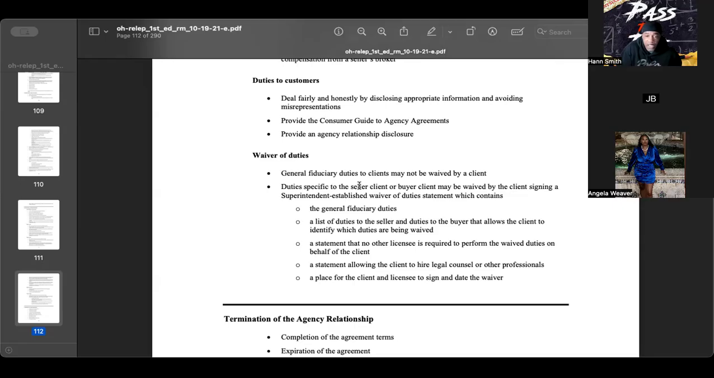Duties specific to the seller client or buyer client may be waived by the client signing the superintendent-established waiver of disclosed duties statement, which contains these things here. All right, right here.